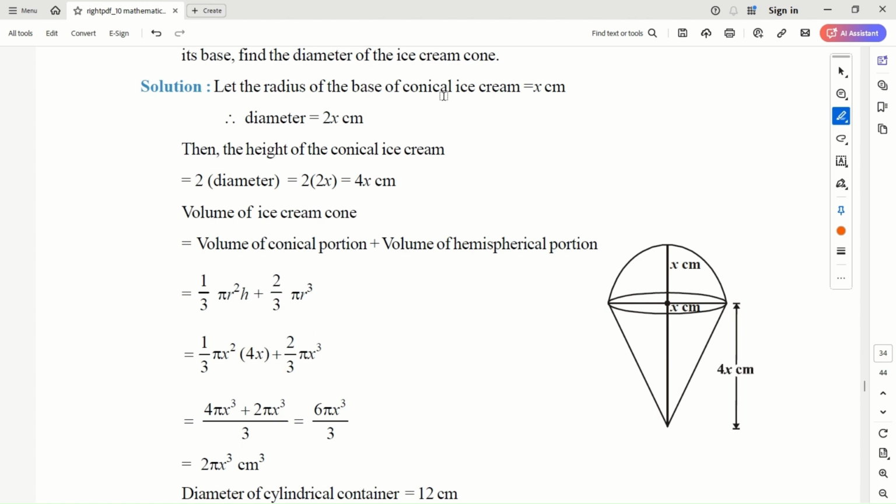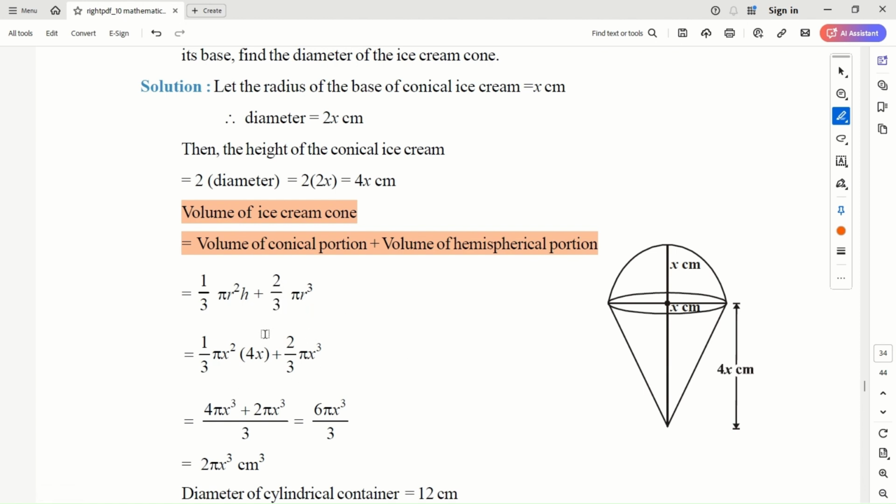So radius of the base of the conical ice cream is, let's call, x centimeters. Okay, diameter is 2x then. Correct. If x is the radius, then 2x is the diameter. Then height of the conical ice cream will be 4x. This is what is given. Correct. Now volume of the ice cream cone is volume of conical portion plus volume of hemispherical portion, right? Which is 1 by 3 pi r square h and 2 by 3 pi r cube.